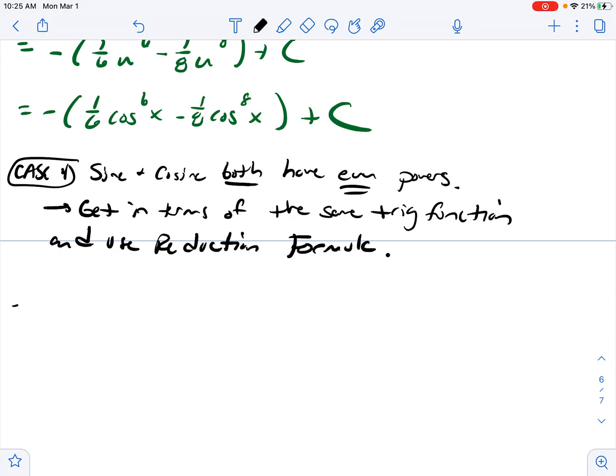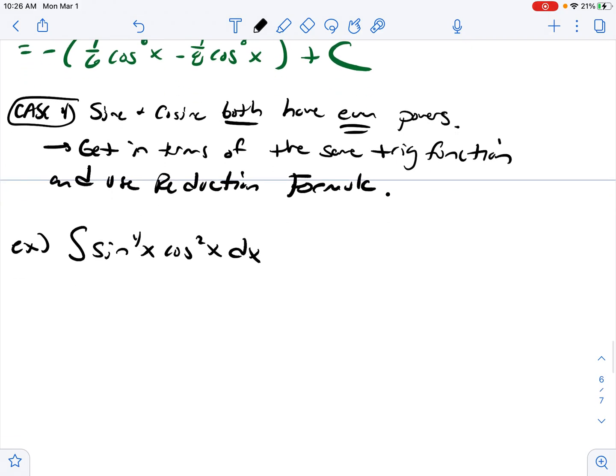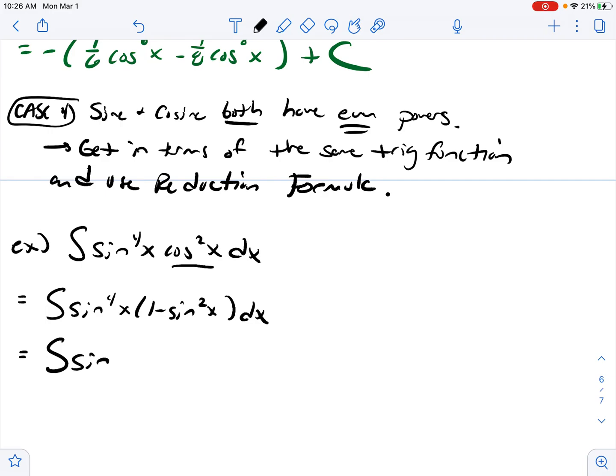Okay, so let's take a look here. If we have something like the integral of sine to the 4th cosine squared, here they both have even powers. So I'm going to break the cosine squared down into the Pythagorean identity. And now what I'm going to do is distribute the sine to the fourth. So I'm going to have sine to the fourth minus sine to the sixth.